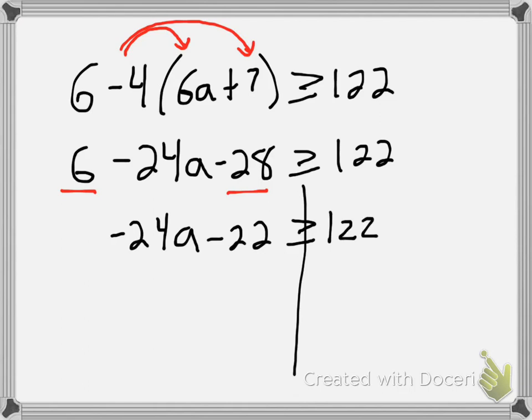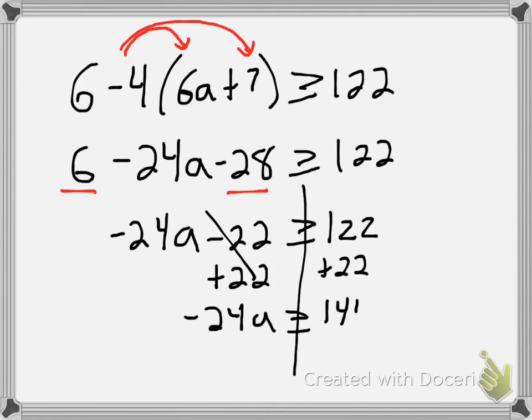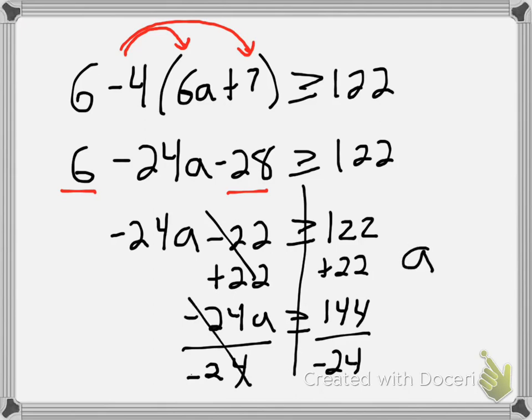So to solve for a, I have to get rid of the minus 22 first. So I'm going to add 22. Those would cancel. I get negative 24a is greater than or equal to 144. And now to solve for a, I have to get rid of times negative 24, so that means I'm going to have to divide by negative 24. Alright, and this is again where we have to be careful. I divided by a negative number, so I'm going to have to flip my sign around. And 144 divided by negative 24 is a negative 6. So that would be our solution.